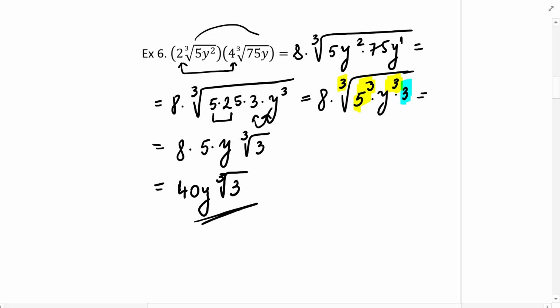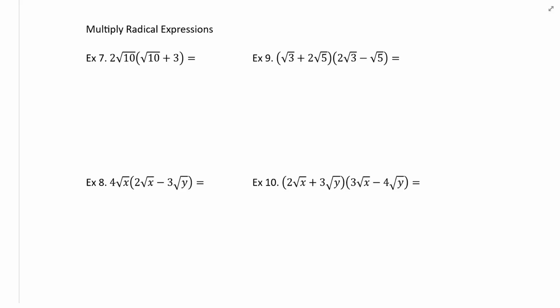That's the final answer. In the previous examples, we multiplied one term by another term. If we look at example 7, for example, we have one factor to be multiplied by 2 terms.